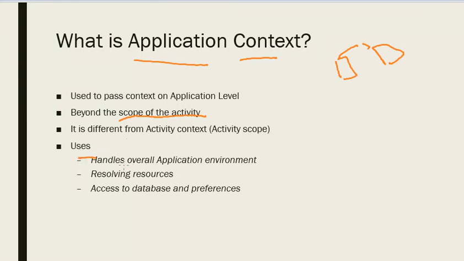What are the uses? It handles the overall application environment. It also resolves the resources, and you can also have access to the database and the application preferences, this SQLite database or whatever, at the application level, because the SQLite database and preferences are also stored on the application level. Using the application context, you can have access to them, and read and write to them. Of course, you can resolve resources, all of your application images or files, whatever. And that's what an application context is.